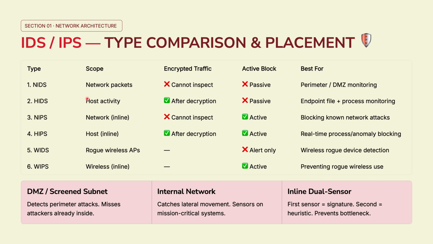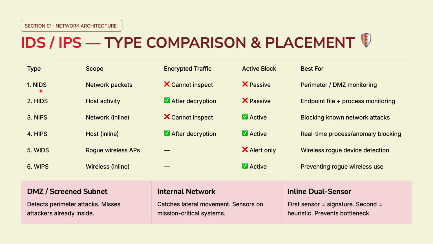Now, when looking at the table, you will notice there is an IDS, IPS type comparison table right here. This table provides a systematic comparison of 6 different types you're seeing right here on the screen. So let's take a look at each one of them. The first one is the network IDS.